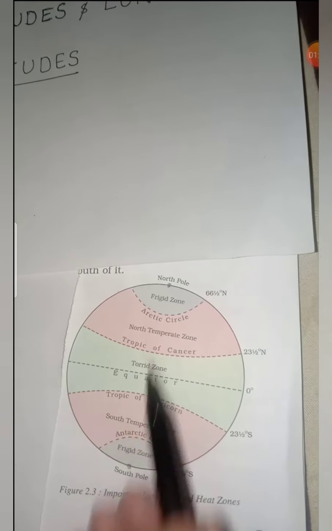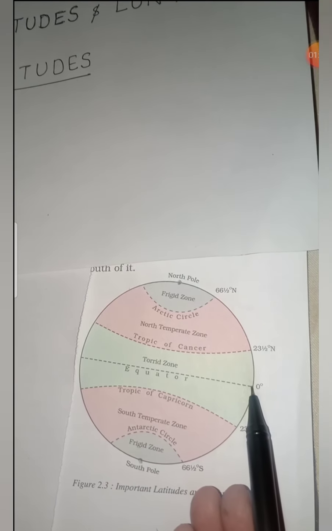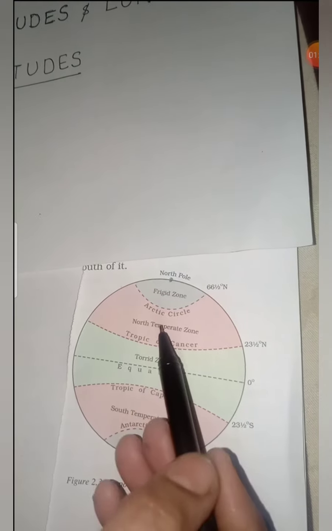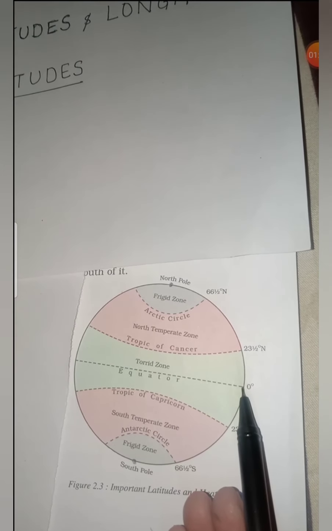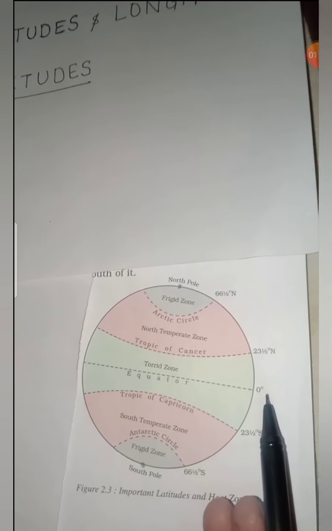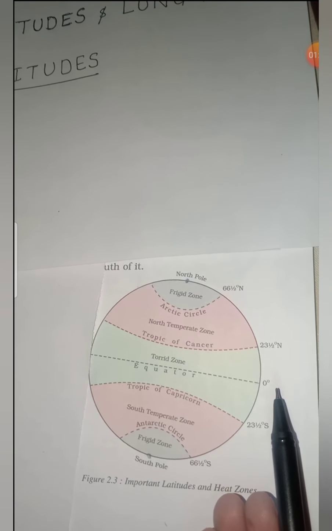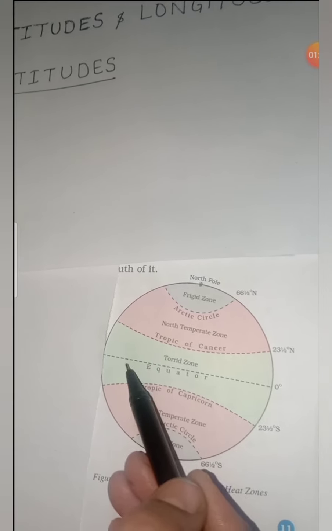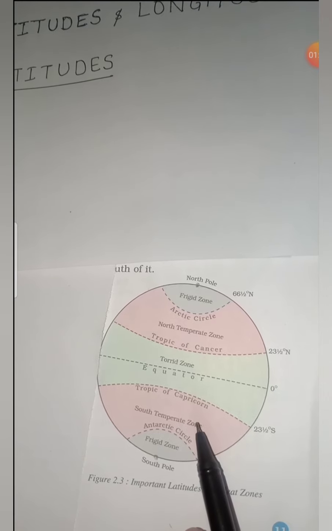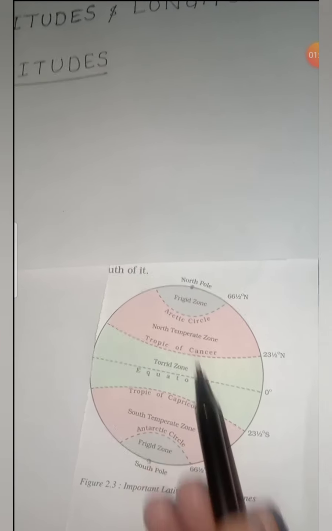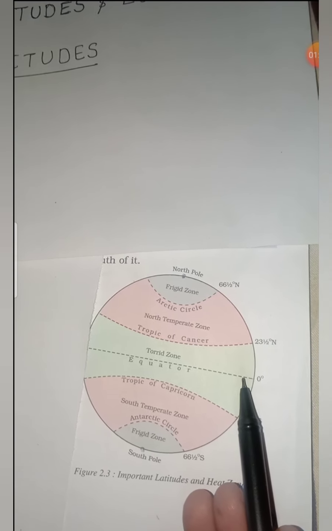The latitude that divides the earth into two equal halves is called the equator. Its value is 0 degrees. It is an imaginary line on the globe that divides the earth into two equal parts. That line is known as the equator.